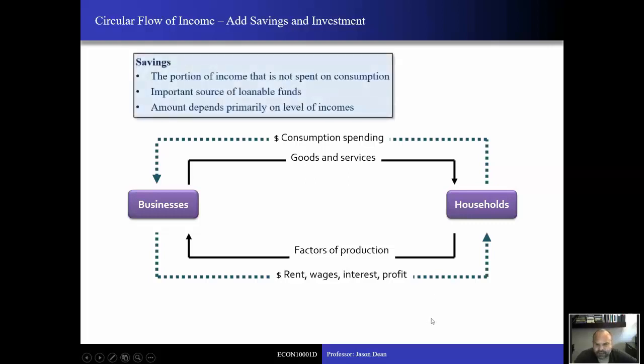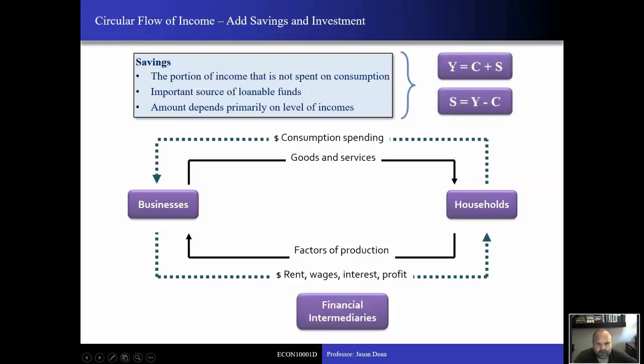But now let's add savings. Savings, of course, is the portion of income that's not spent on consumption. It's an important source of loanable funds, and the amount depends primarily on the level of incomes in the overall economy. Just some quick identities here, or formulas. Income is equal to what you consume plus what you save. You can only do two things with your income: you can either consume it or save it. And obviously then savings is your income minus your consumption. If this is negative, then you would likely have had to borrow.